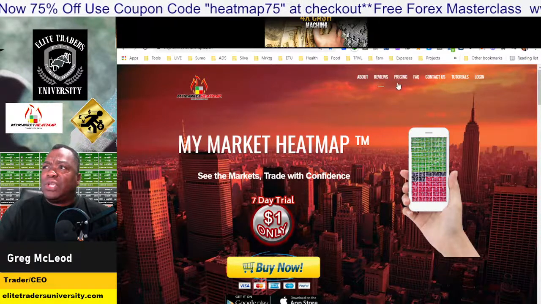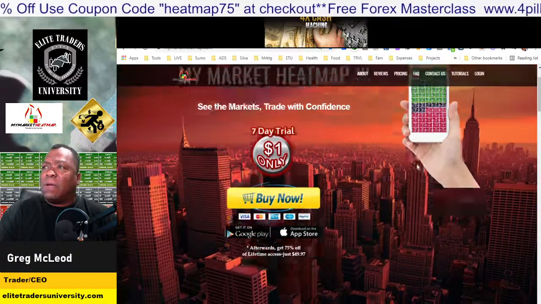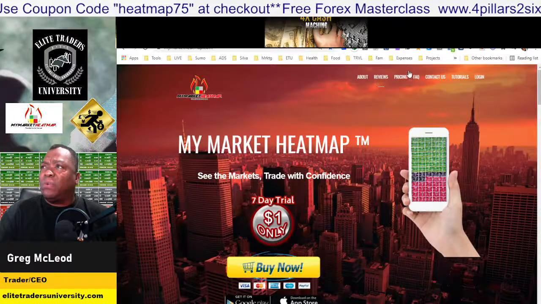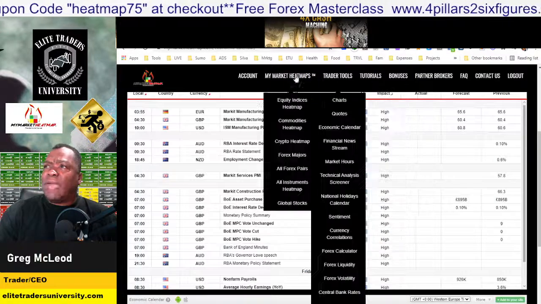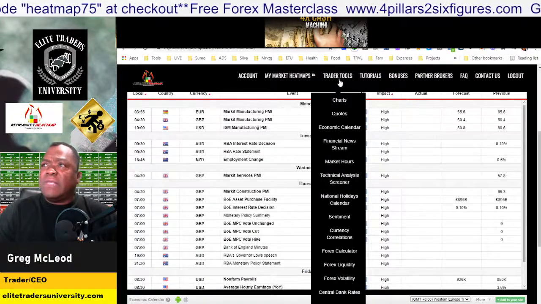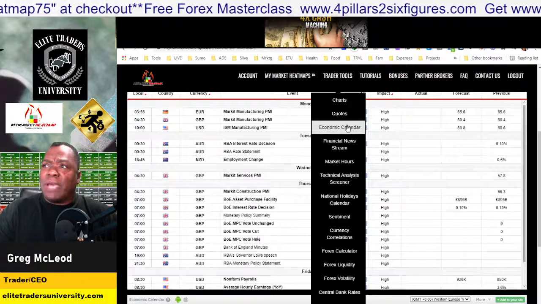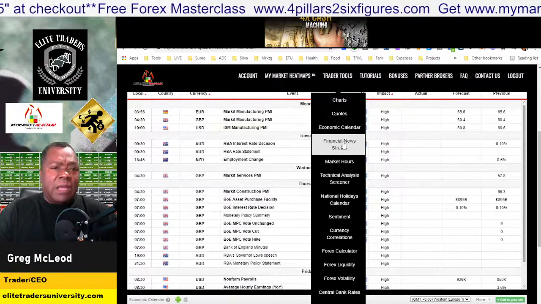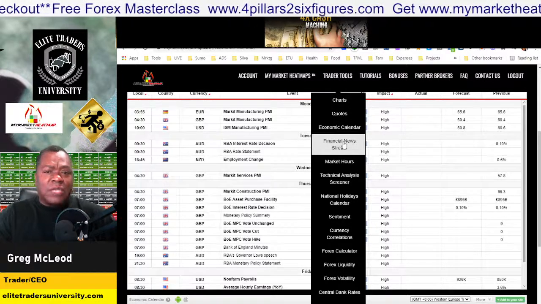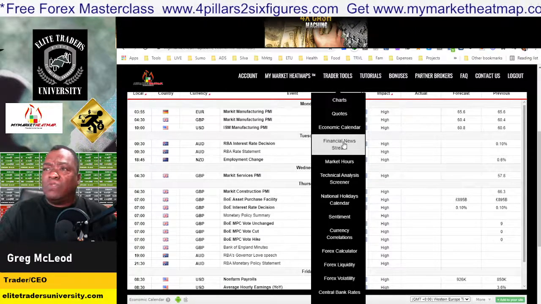But there's not just the heat maps that you'll find here, you'll also find a suite of tools. One of those tools that we have available to you is our charts, quotes, and economic indicator. We have a number of tools, it's like a Swiss Army knife of tools that you can use to be able to trade the market.